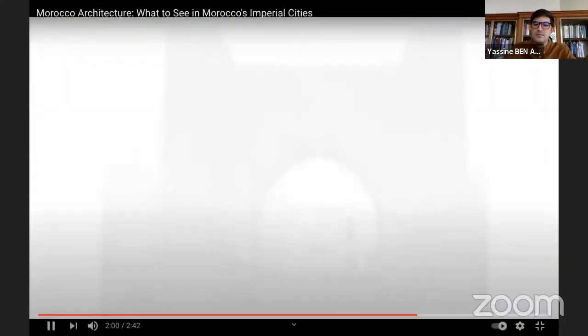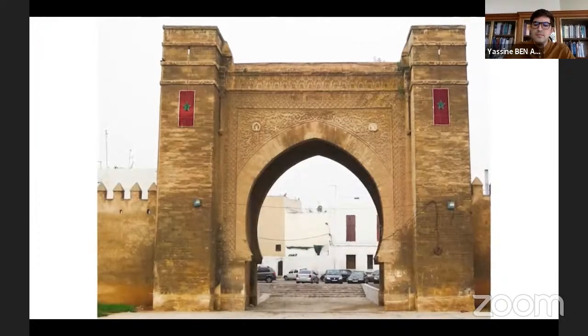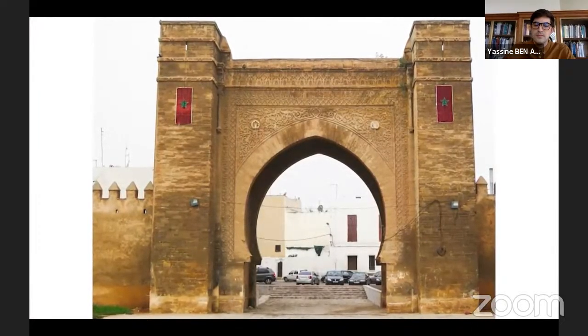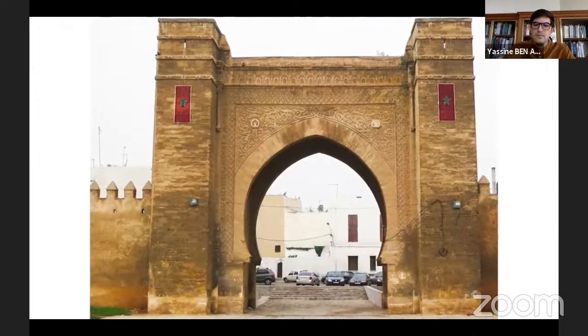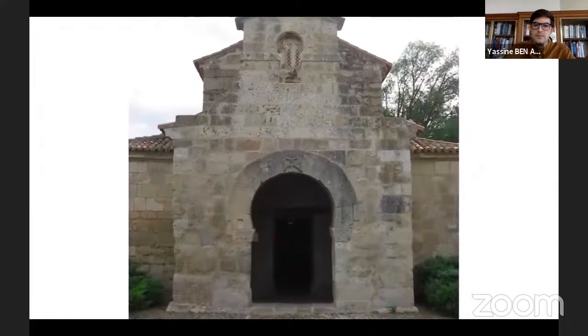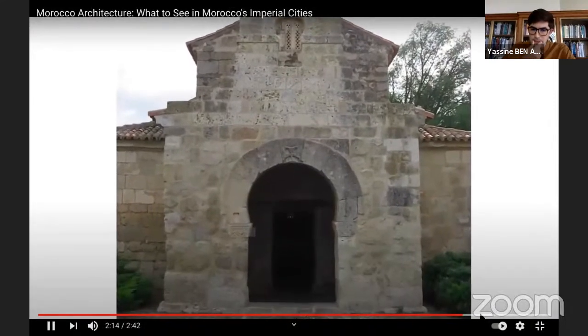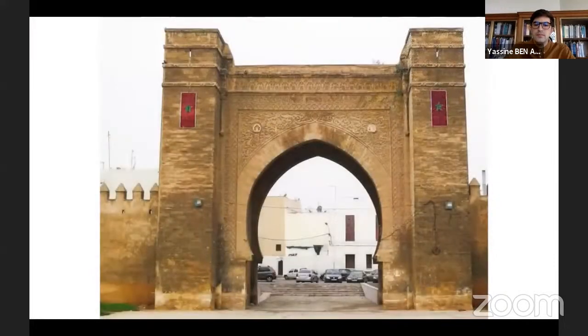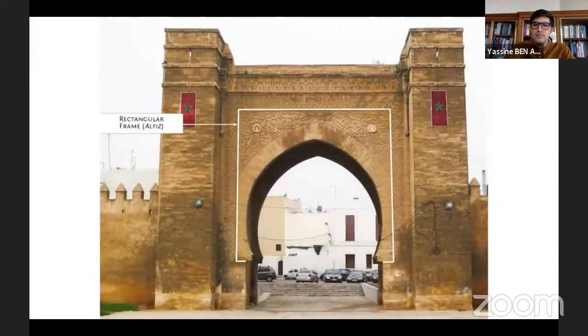The third type of structure you will encounter is the city gate, which both welcomed visitors and repelled its enemies. The most outstanding feature is its large horseshoe-shaped arch entrance. Interestingly, the inspiration for this horseshoe-shaped arch came from Visigothic churches in Spain and became a standard feature in Moroccan architecture. As you'll see, this arch is framed by a large rectangle, which is called an alfiz, and it is flanked by two square towers.